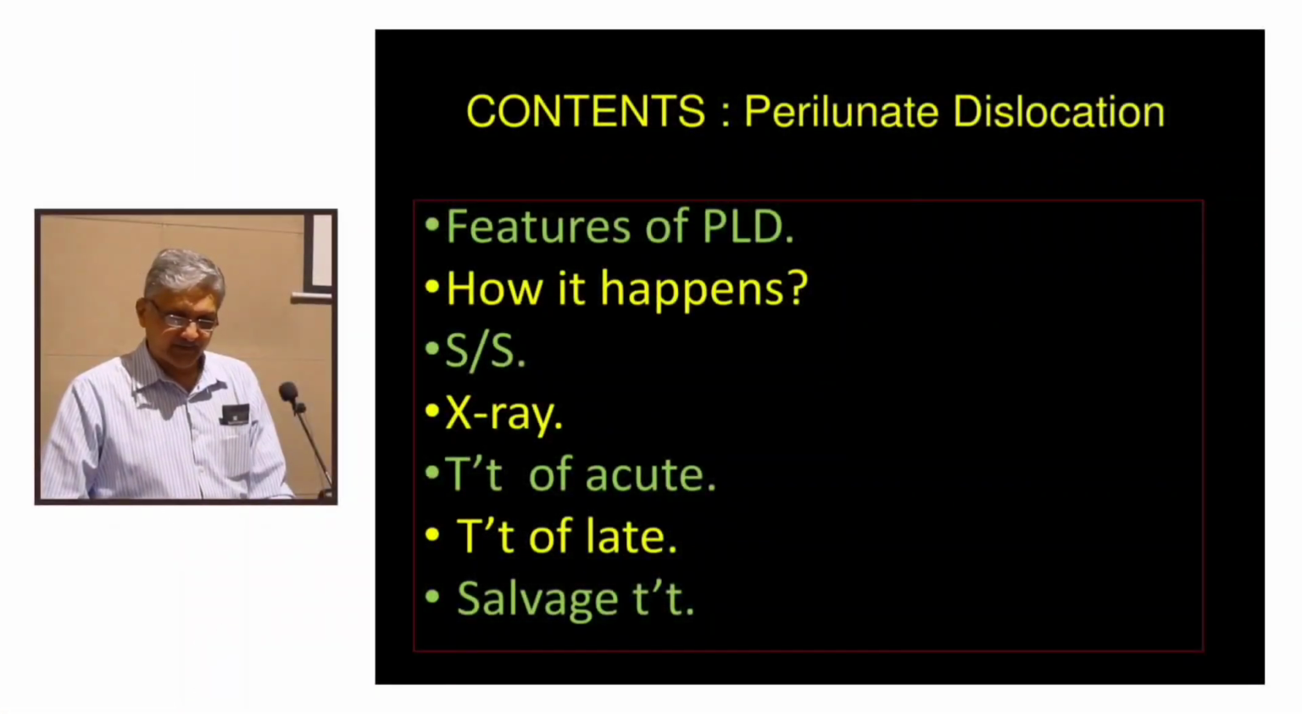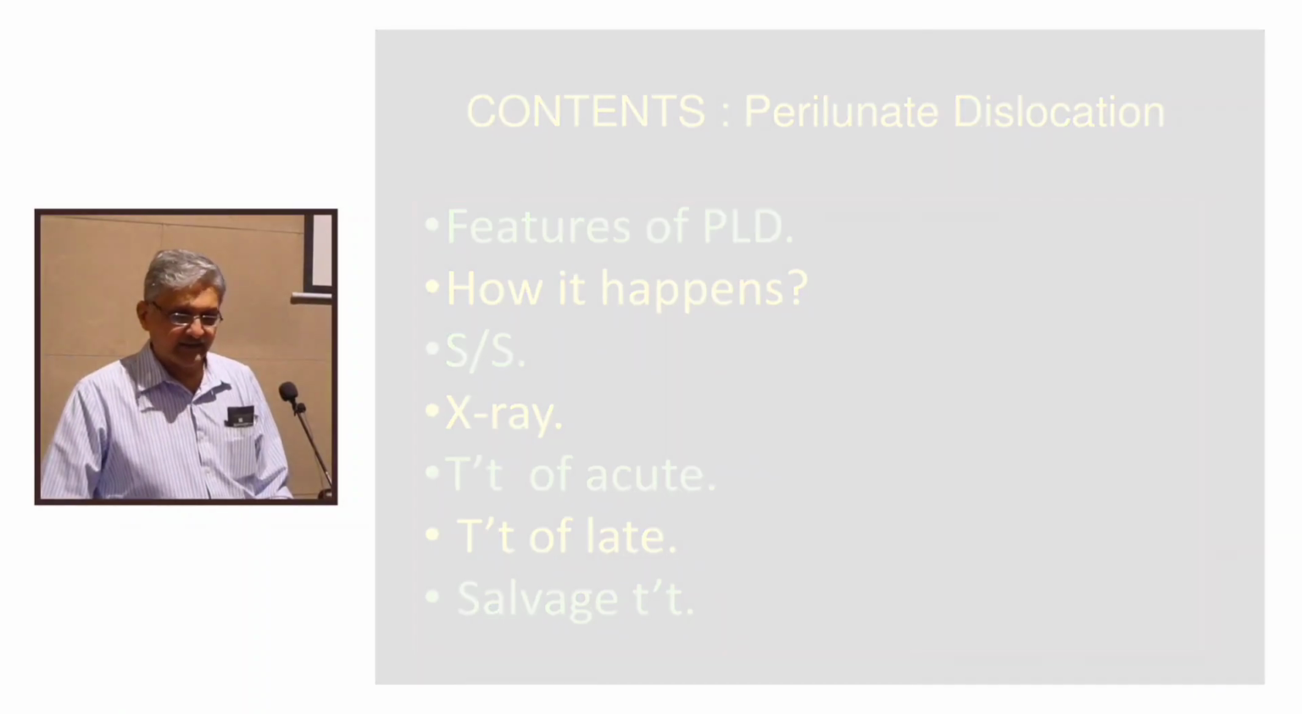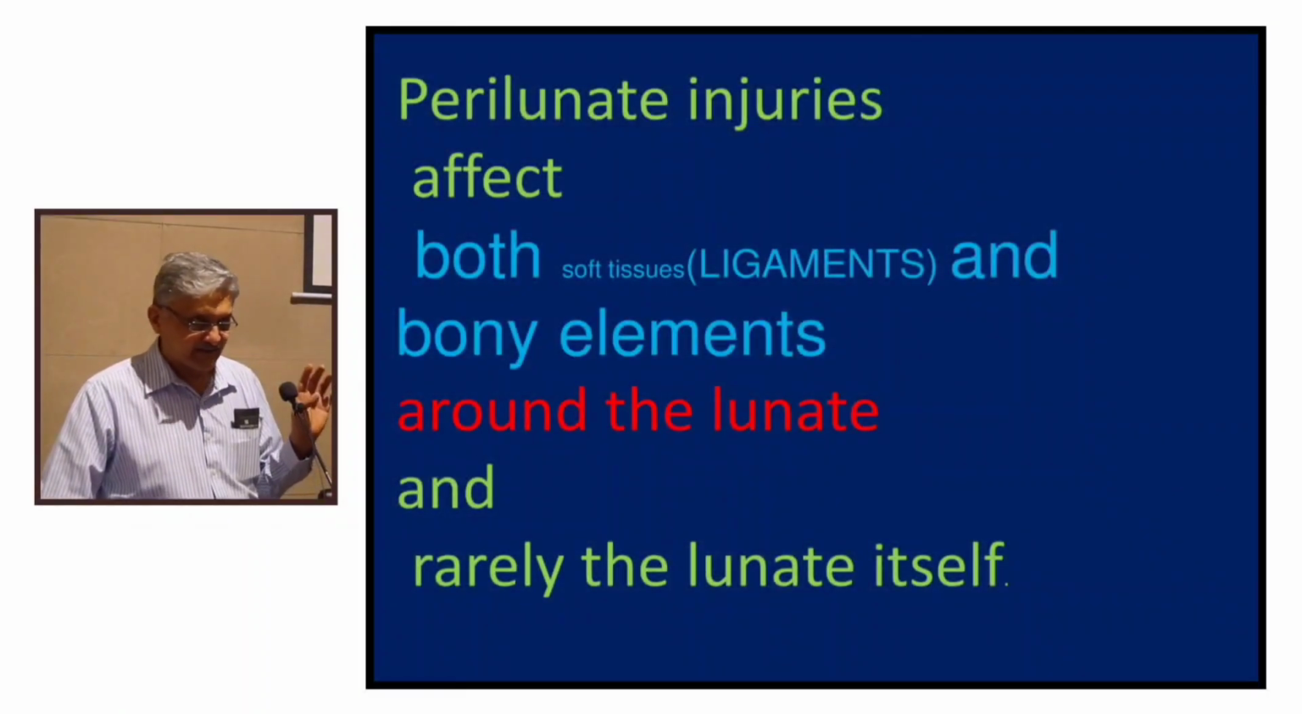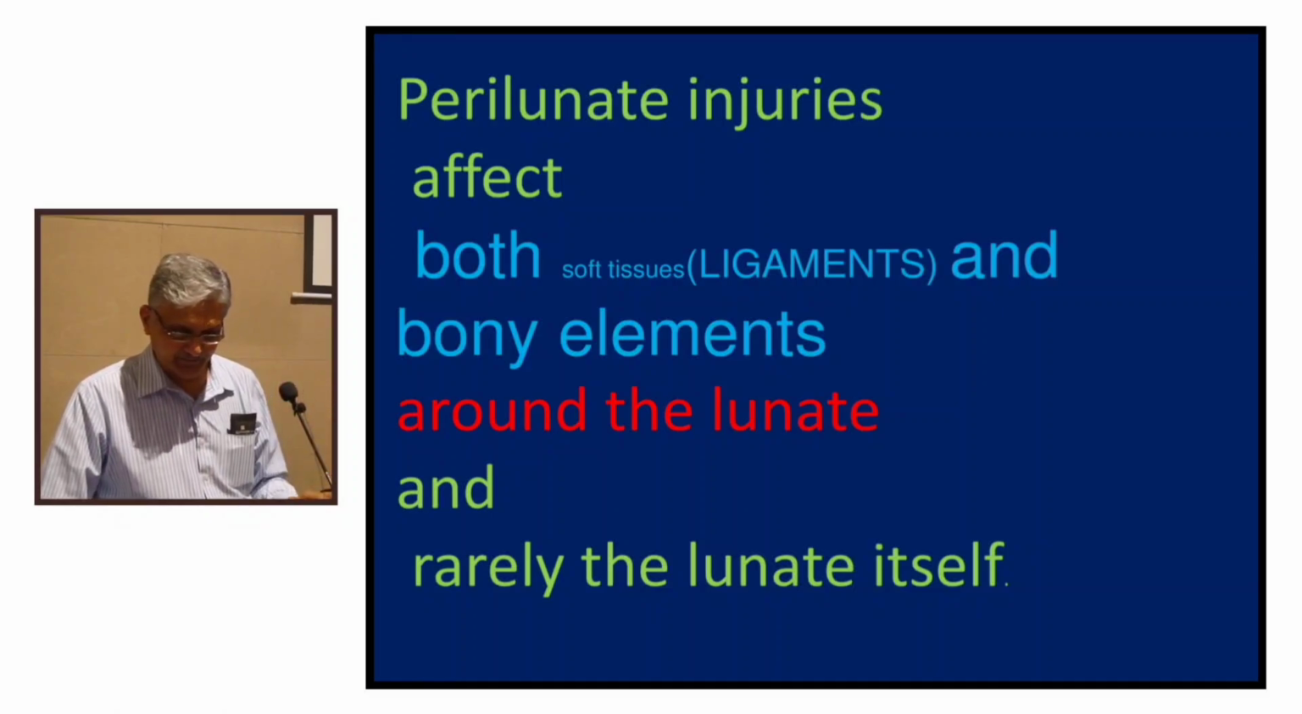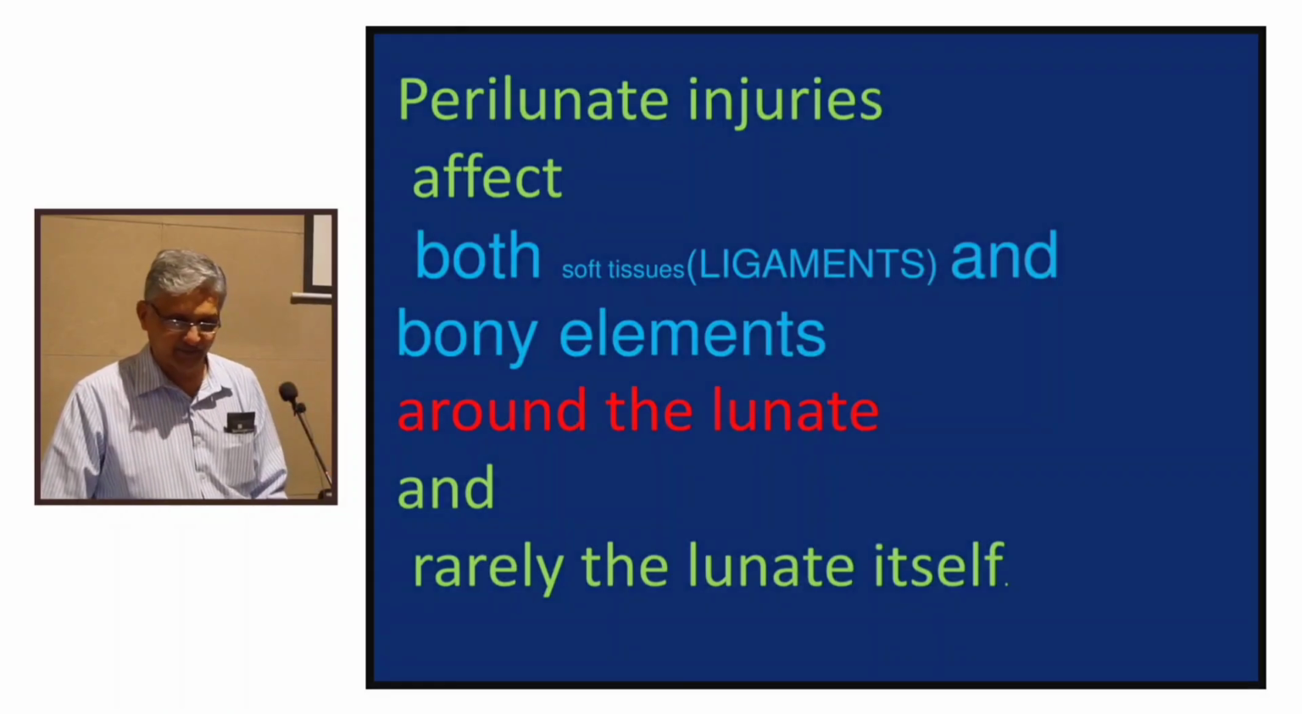Perilunate dislocation. So we'll talk a few things about this. Perilunate injuries affect ligaments and bones around the lunate. So it is perilunate, and rarely it affects the lunate. So it's injuries around the lunate of the ligament and bone, put very simply.